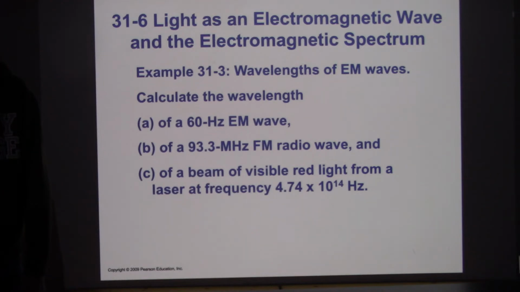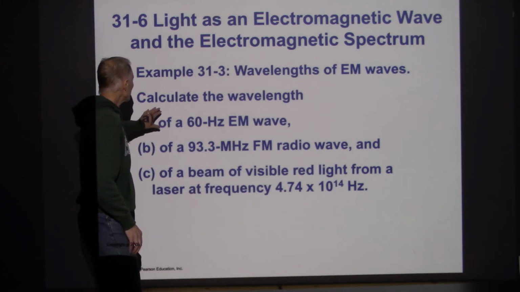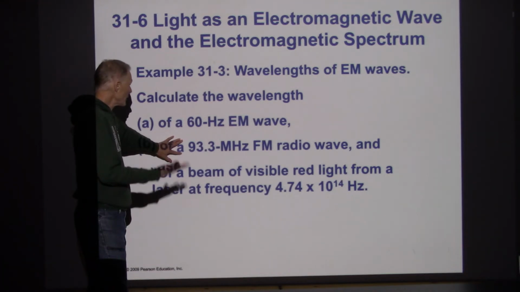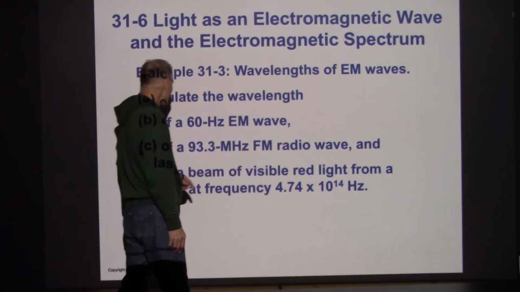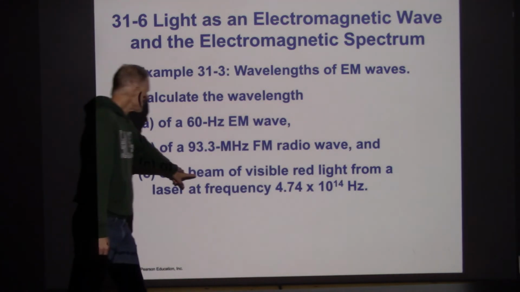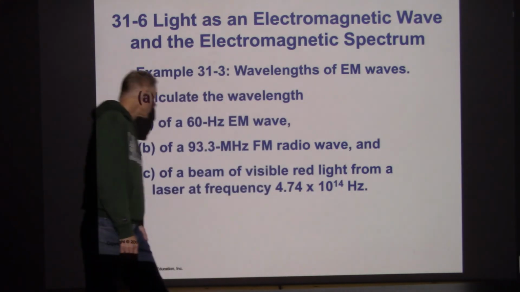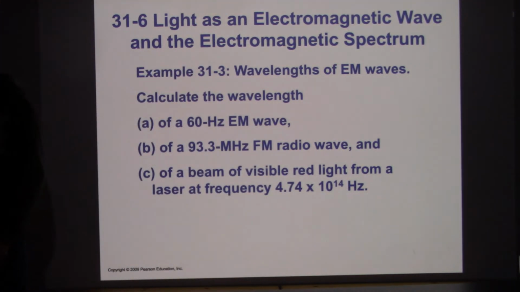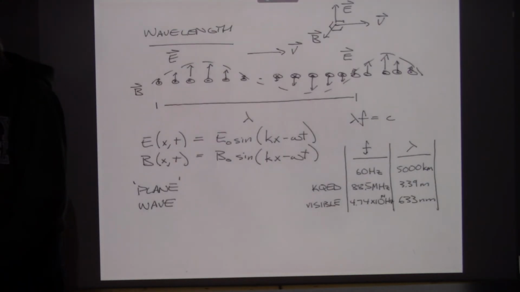Okay, here's a problem we can take a look at. Here we are determining wavelengths of some propagating electromagnetic fields. It asks, what about a frequency of 60 hertz? What about a frequency of 93.3, some FM radio station? And what about a beam of visible light in the red part of the spectrum, at a frequency of 4.74 times 10 to the 14th hertz?